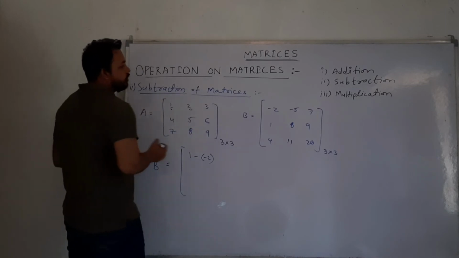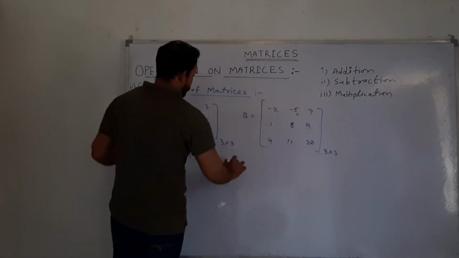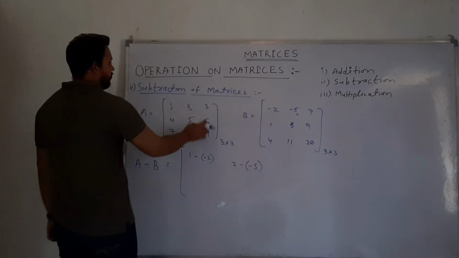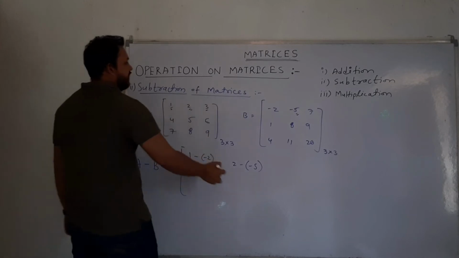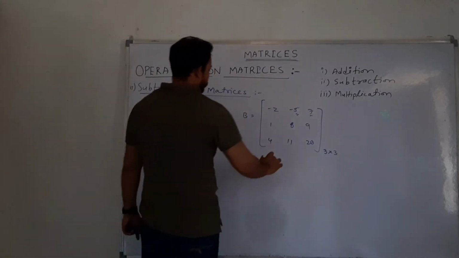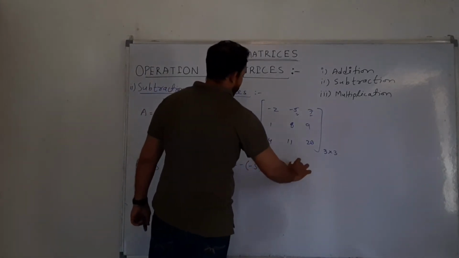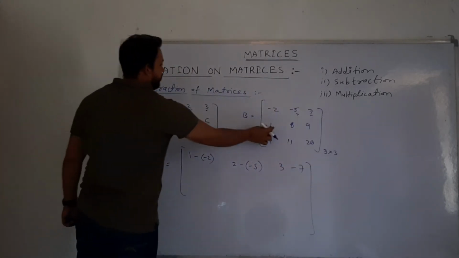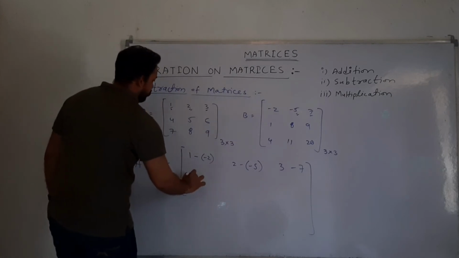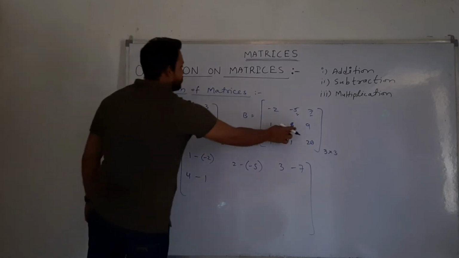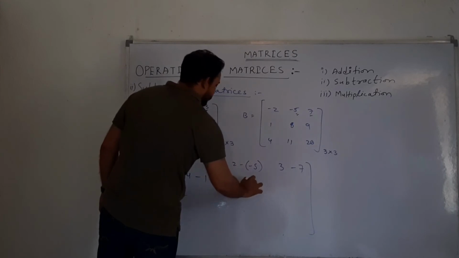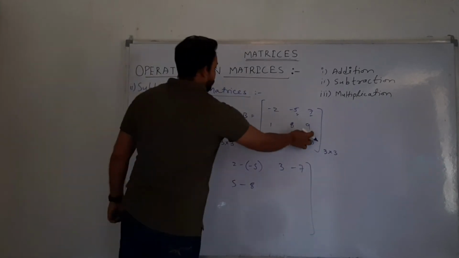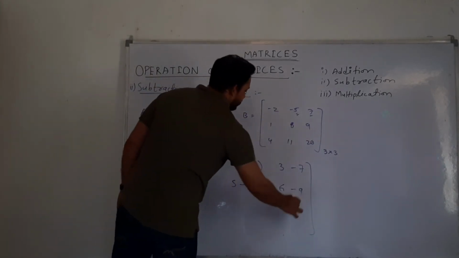The corresponding element of 2 is -5, so we will write 2 minus -5. The corresponding element of 3 is 7, so we will write 3 minus 7. Then 4 minus 1, 5 minus 8, 6 minus 9.